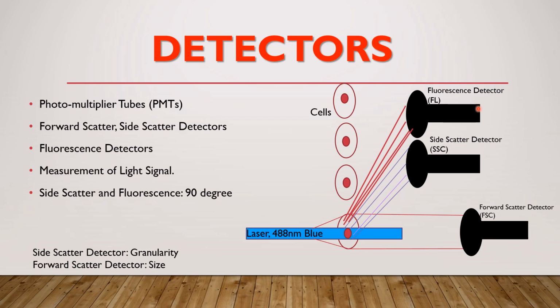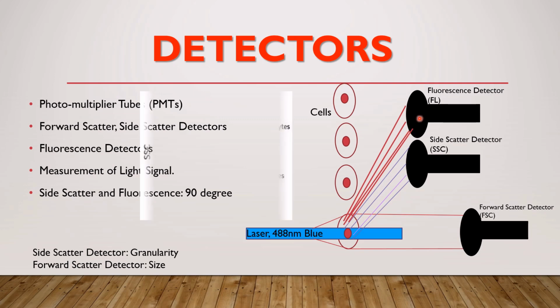So I will explain it again. When the laser beam hits the cell, the cells will scatter light in all directions. Light scattered in the forward direction is called forward scatter, which is measured by detectors placed in front of the laser beam, and measures the approximate size of the cell. The light scattered to the side, about 90 degrees, is called side scatter, which is measured by the side scatter detector, and it measures the approximate granularity of the cell. Along with the side scatter detectors, there are fluorescence detectors which measure the fluorescence emitted by the cells.